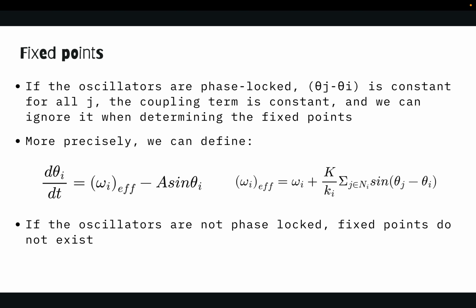If the system settles at a fixed point, it's basically the stable points. Now, if the oscillators are phase locked, I already told you that we will assume they are phase locked. By that I mean that the phase difference between all the oscillators is constant. So theta j minus theta i is constant for all j. Phase locked doesn't mean that all the oscillators have the exact same phase. No. So if they're phase locked, then the coupling term is constant.